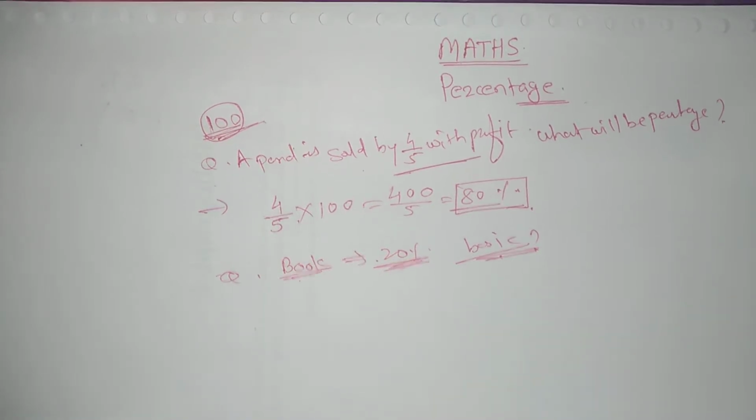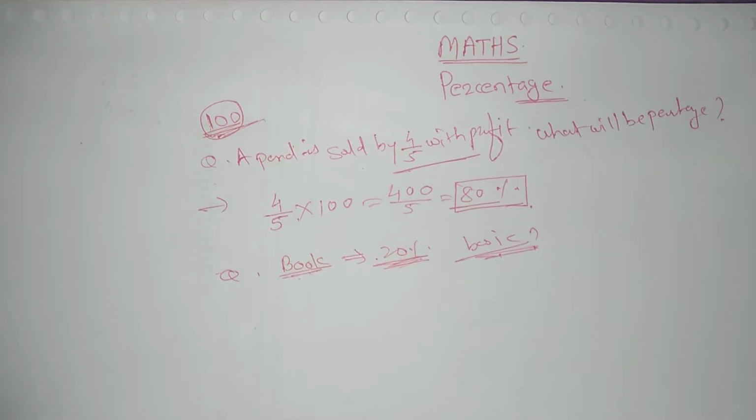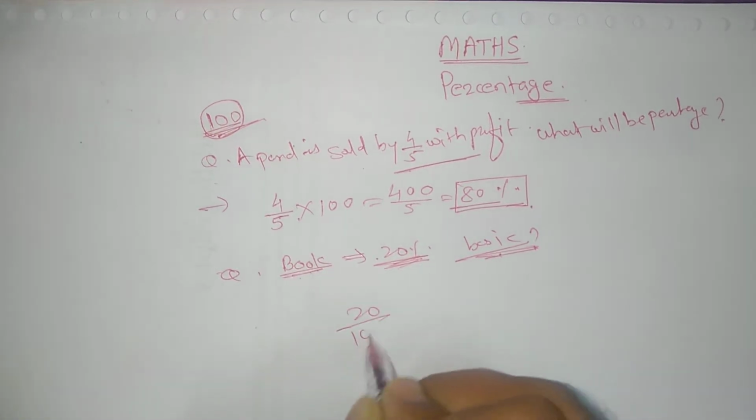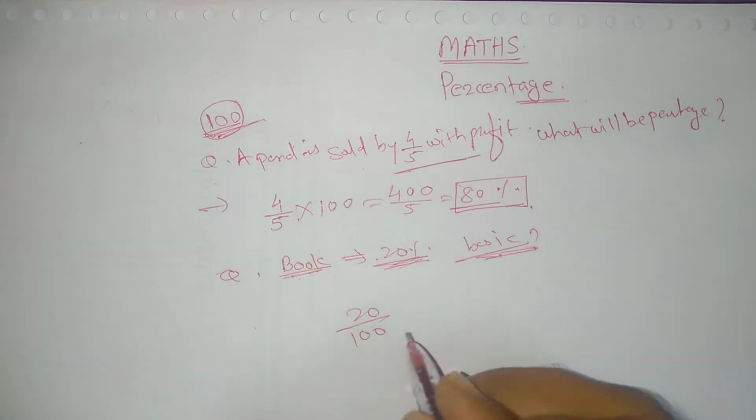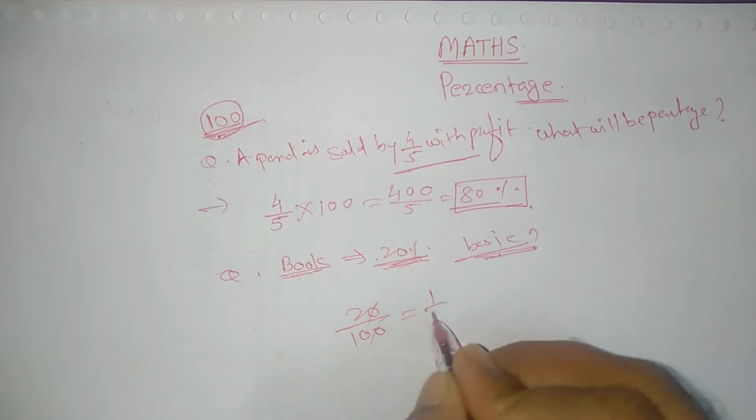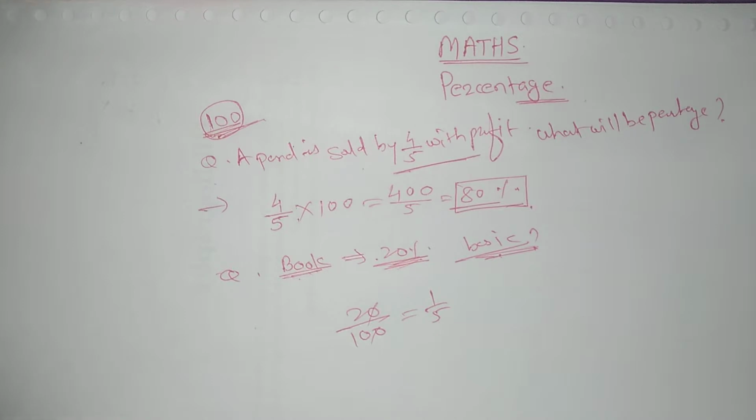As we know that it's 20%, that means we have to calculate with 20/100. So we'll write here 20/100. Right? If I do that, it's 1/5. So whatever the basic amount, that is 1/5. That means we have to check in what multiples it increases. That type of questions will be there.